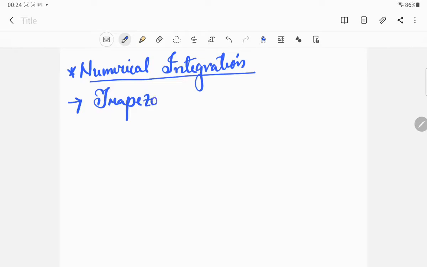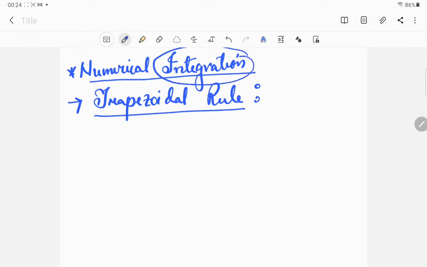trapezoidal rule. Okay, this is a kind of rule. So again I would like to remind you of the fact that when we only say integration, it is a direct way of doing integration, but when we say numerical integration, it means that you are going to develop some kind of trick to solve a problem easily. Okay, instead of using the direct method, we are going to apply some tricks to solve a problem.